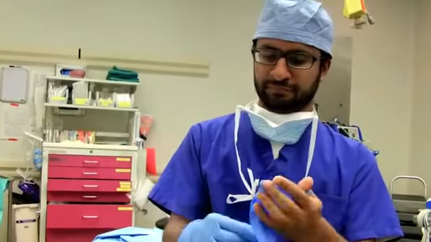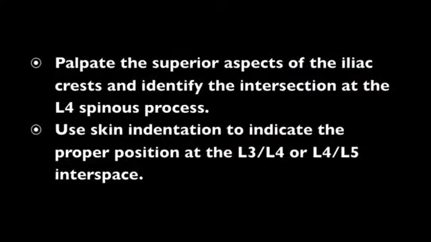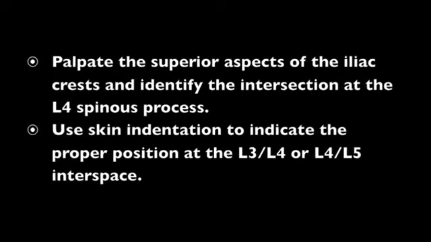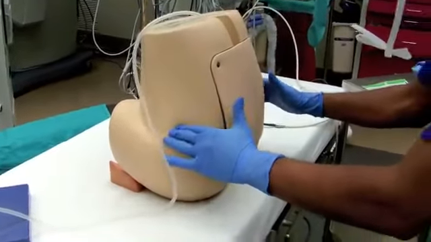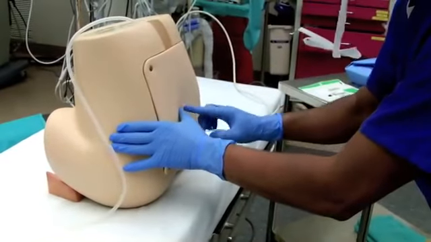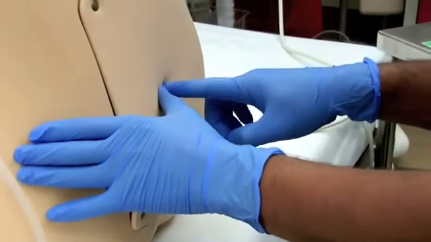Palpate the superior aspects of the iliac crest and identify the intersection at L4 spinal process. Use skin indentation to indicate the proper position at the L3, L4, or L4, L5 interspace. I'm going to palpate for the superior iliac crest, follow that to the midline. I've identified my L4, L5 interspace, and I will make an indentation at the superior aspect of the inferior spinal process.